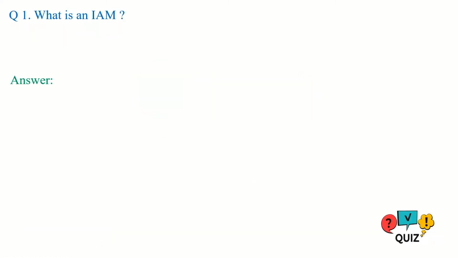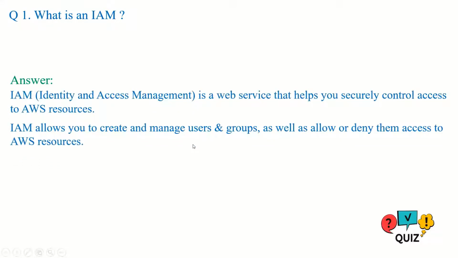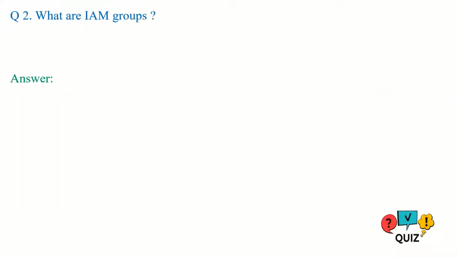All right, what is an AMI? Identity and access management. That's correct. Anybody else want to take it? That is correct. Good. So IAM stands for Identity and Access Management. It is a web service that helps you securely control access to your AWS resources. So IAM allows you to create and manage users and groups, as well as allow or deny them access to AWS resources. That's good. Let's move on to the next one.